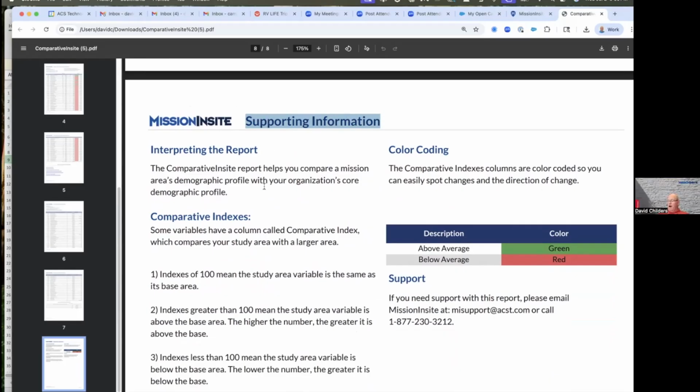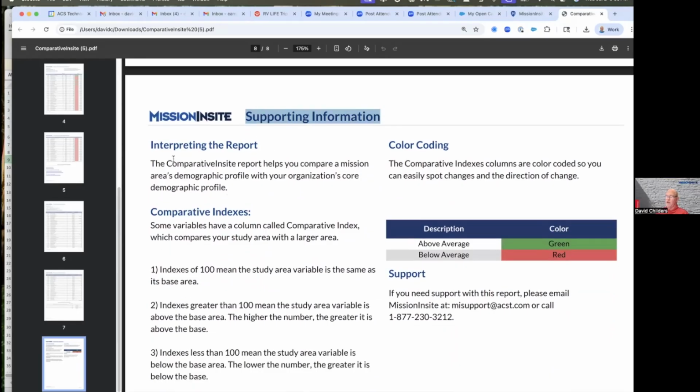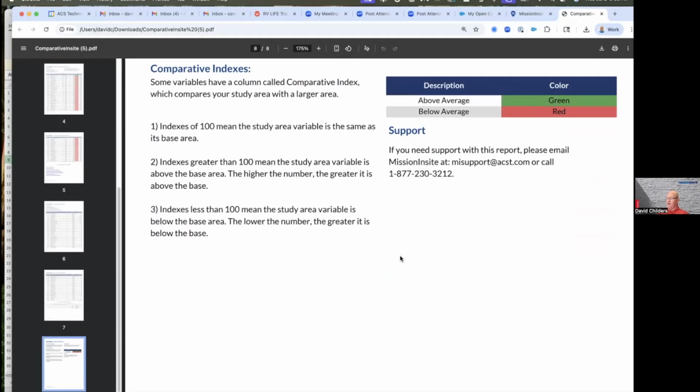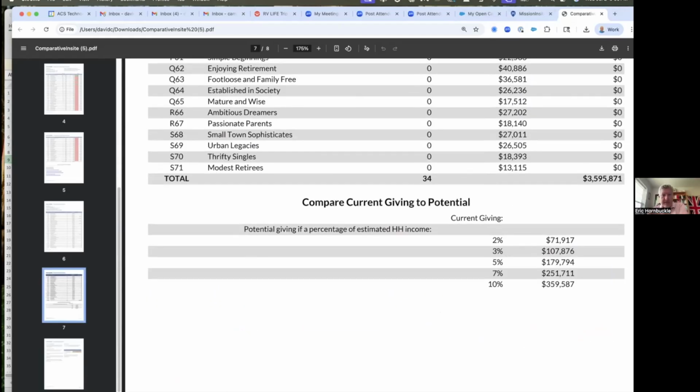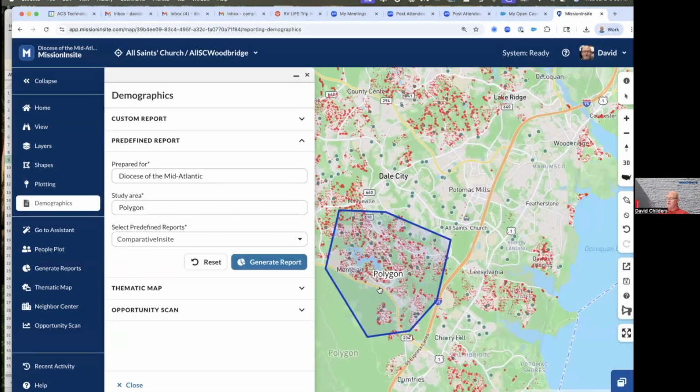Indeed. So, all right. So I wanted to bring you to the bottom of this report to help you interpret it, understand comparative indexes, color coding that's here from that perspective. And I already told you the X's are for the colorblind folk. So I've introduced you now to comparative segment. I've done neighbor center, and I've done plotting of congregation. Any questions about that from that perspective?